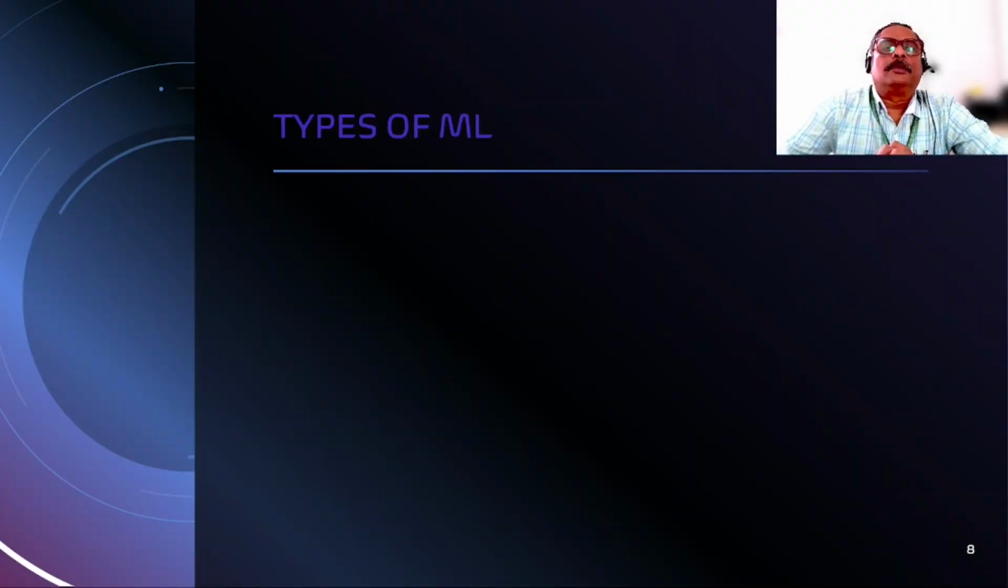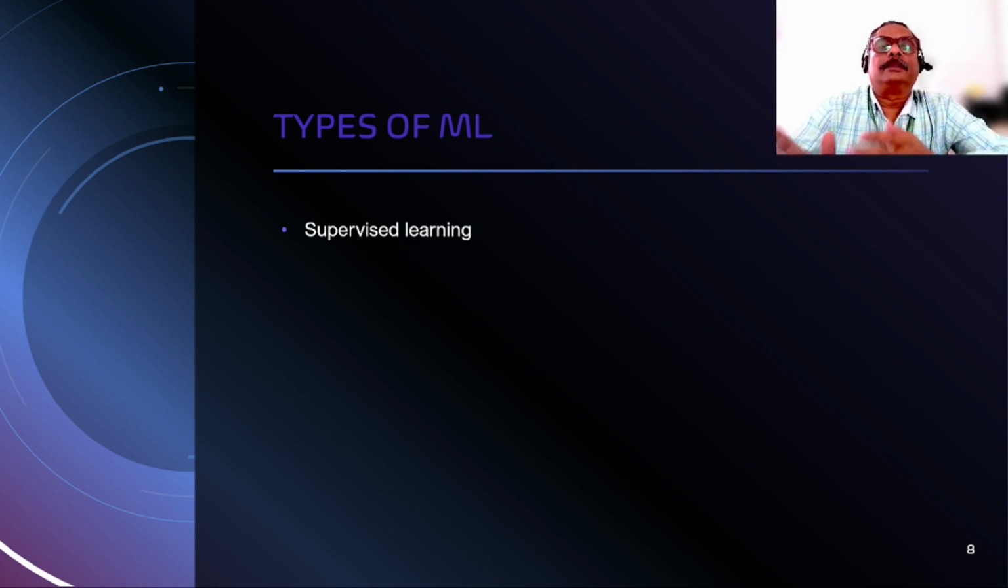Hi friends, now it is time to see the various types of machine learning algorithms available. So mainly there are three types of algorithms we have for machine learning, or making our machine learn. The first one is called supervised learning, where our data contains both input as well as the output.